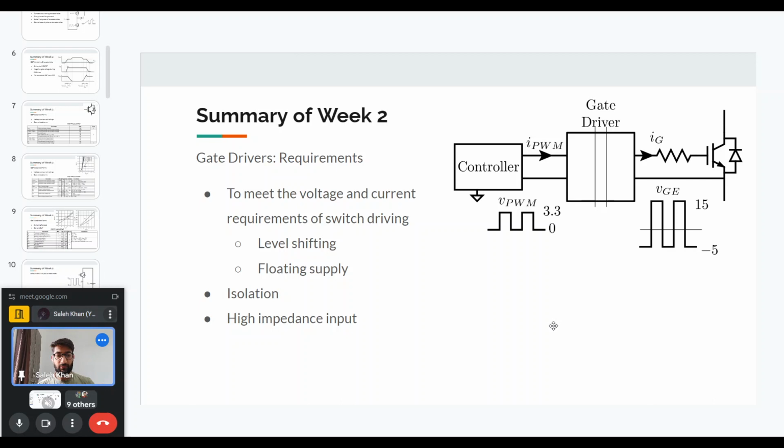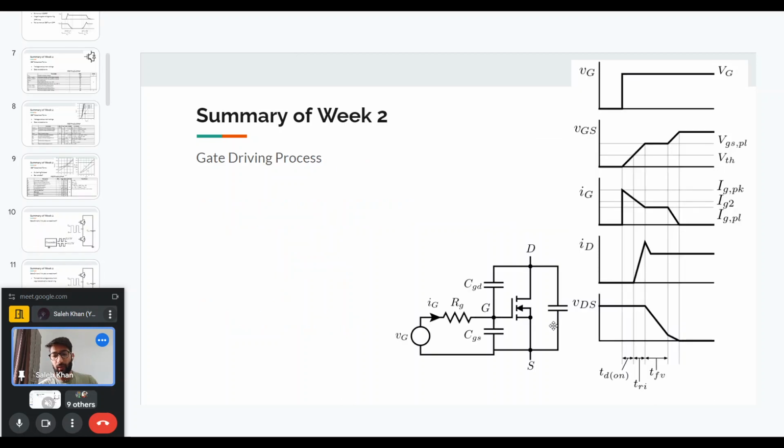So now we can see how the different currents and the different capacitances are charged during the gate driving process. We have seen previously how the gate voltage changes and how the drain current and the VDS voltage change. But now let's focus on the gate driver aspect and the gate current as well. This VG supply that I've shown here, let us imagine this is the output of our gate driver.